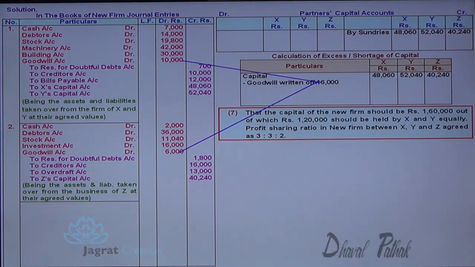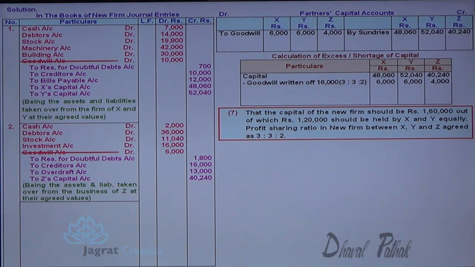So total goodwill 10,000 plus 6,000, 16,000 will be written off in the ratio of 3:3:2, because goodwill should not appear in the balance sheet in this fashion. So I write off the goodwill in the ratio of 3:3:2. So 6,000, 6,000 and 4,000 are deducted from the capital of X, Y and Z, and it is debited to capital account, so it tends to reduce the credit balance. So the balance after writing off of goodwill is this much.